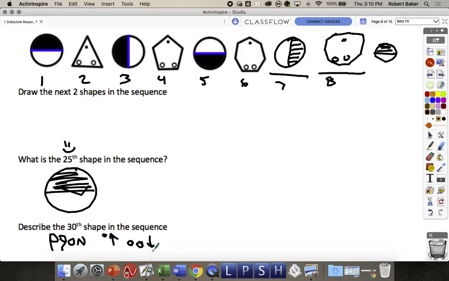Okay, because the second shape has how many sides? 3. The fourth shape has? 5. The sixth shape? 7. It is one more side than the number it is in the term. So the 30th shape has? 31 sides. The 100th shape has 101 sides. That's crazy, right? But it's an even number. Yeah. This one always gets me.